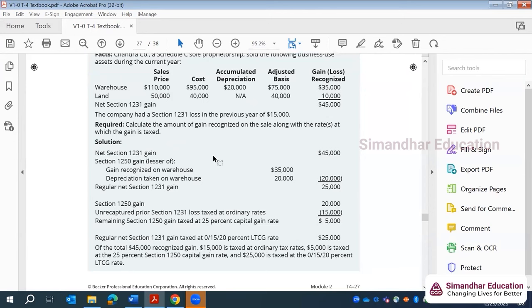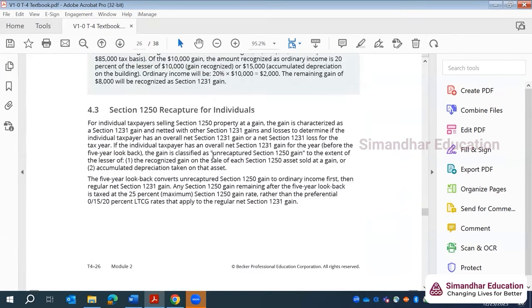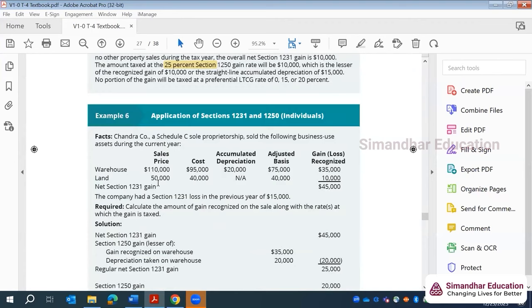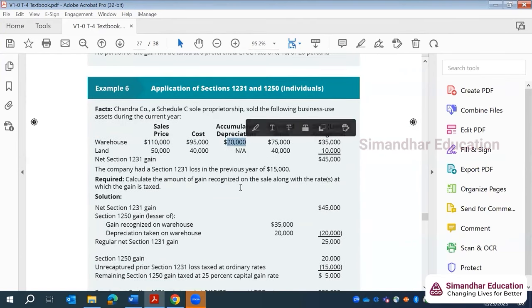gain. Okay. Now what they are saying is, after you have done that, after you've done all the losses, if the individual taxpayer has an overall net section 1231 gain for the year, the gain is characterized as uncaptured section 1231 gain to the extent the recognized gain on the sale of the property or accumulated depreciation. So here on the warehouse, we have the gain that we have realized is $35,000 and accumulated depreciation is $20,000.